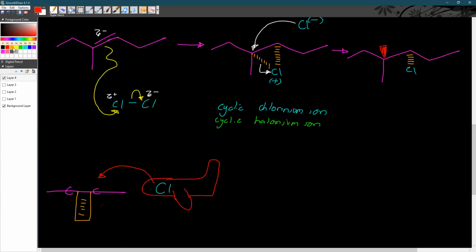And this is why we have an anti stereoselectivity, because the chlorine will always come to the opposite side of the cyclic polonium intermediate. Okay? It will always, always, always come from the other side as the cyclic polonium intermediate. Okay? Now, same thing that we had described. What happens if the cyclic polonium intermediate had formed on the wedge?